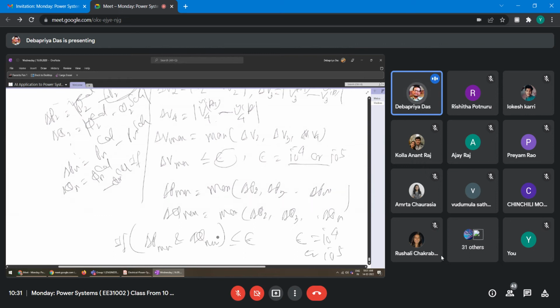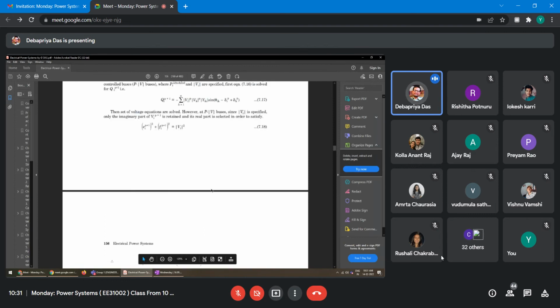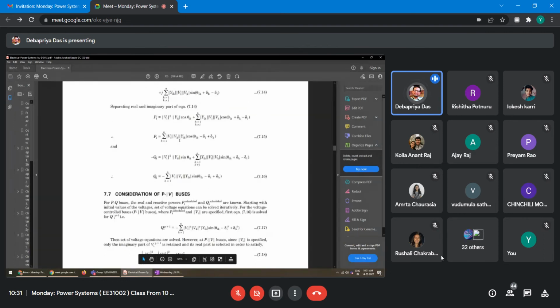So then, both delta P max also has to be less than epsilon, and delta Q max also has to be less than epsilon, then the solution has converged, right? And in this Pi power injection equation, the schedule is known, but the other one you have to calculate from this derivation.